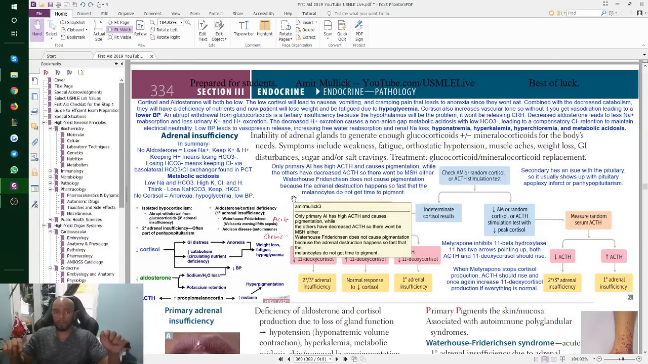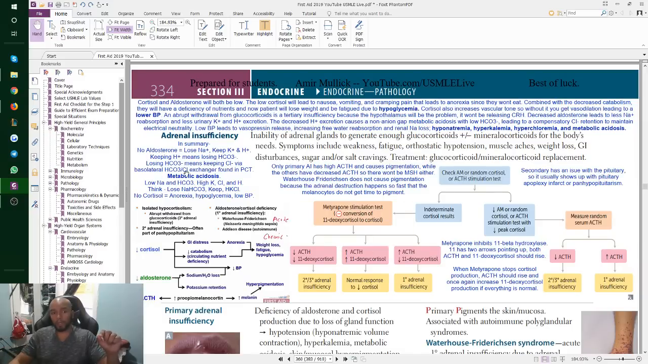There's no balance here. And if you're losing bicarb, then that means your bicarb chloride exchanger is retaining chlorine. So you're going to have high chlorine. So you have to remember low sodium bicarbonate, right? I just combined it. Low sodium bicarbonate, high HKCl. And that's going to be the answer choice you have to go with.